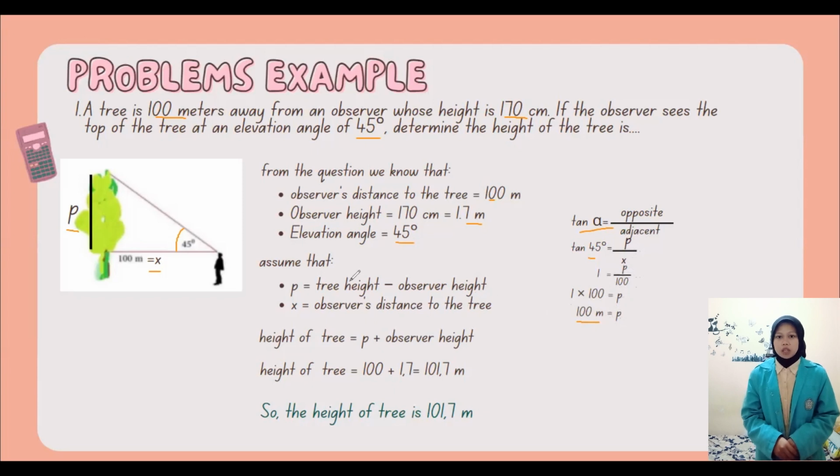Previously, we assumed that P equals the tree height minus the observer height. So, the height of the tree is P plus the observer height. The value of P is 100 and the observer height is 1.7. So we get the height of the tree is 101.7 meters.